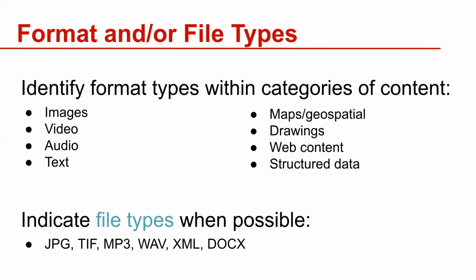Knowing that general information may be all that you need to know about your inventory. But you may also want to know what types of images, what types of video files, or what types of text documents. And if you do want to know those details, you can have a field that provides information about the specific file formats, such as JPEG, TIFF, MP3, WAV files, XML, or Word documents. So you may want to use just the general category, or you may want to start listing file formats.